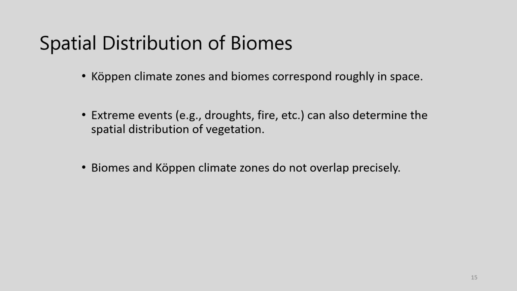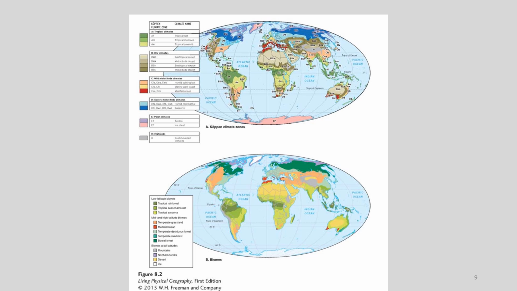Extreme events can also play a big role in the kind of vegetation that you get. If you have droughts frequently, or fires, or hurricanes, they can impact the spatial distribution of plants. They don't overlap precisely with, say, your climate map, but they're pretty darn close. Here we have both a climate zone map and a biome map so that you can compare them. You can compare the spatial distribution of the climate zones and the biomes. If you give them a look, you will see that they roughly correspond in space.